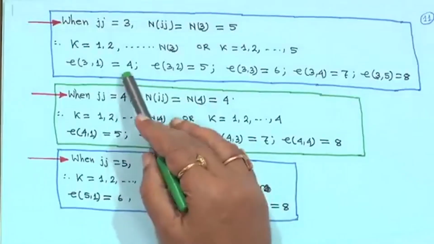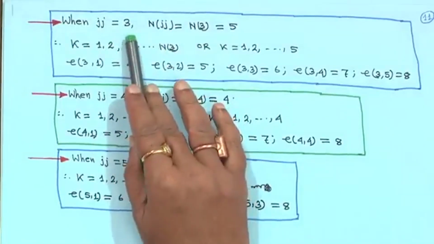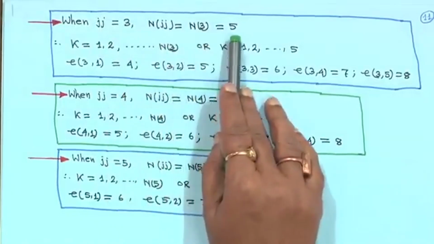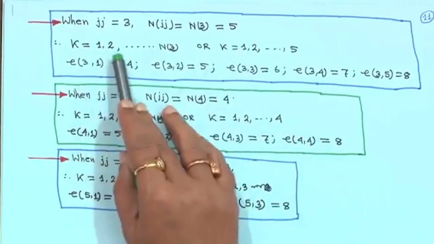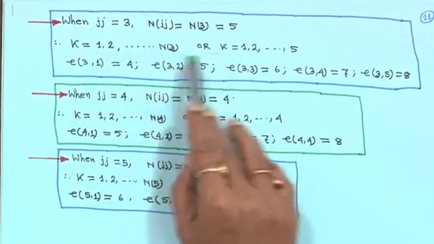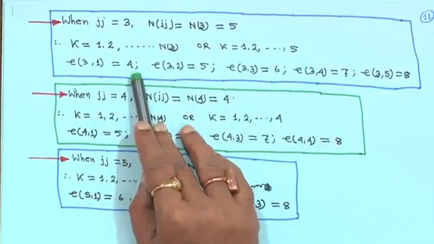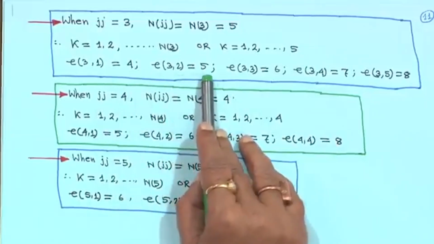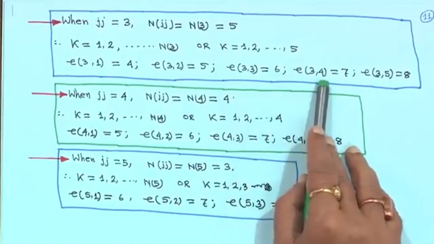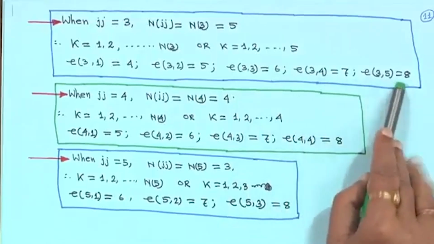Look here, when jj is equal to 3, n_jj is equal to n_3 is equal to 5, then your k is varying from 1 up to n_3, that is, k is equal to 1 up to 5. Therefore, E_3,1 is equal to 4, E_3,2 is equal to 5, E_3,3 is equal to 6, E_3,4 is equal to 7, E_3,5 is equal to 8.